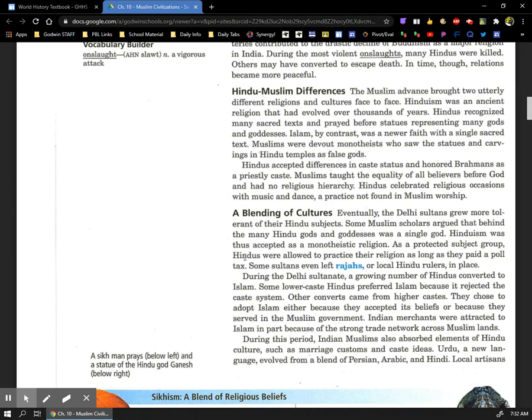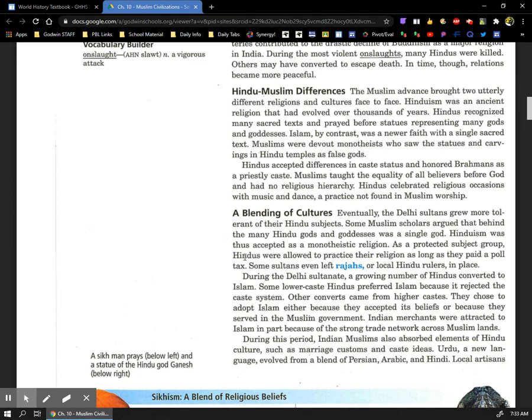During the Delhi Sultanate, a growing number of Hindus converted to Islam. Some lower caste Hindus preferred Islam because it rejected the caste system. Other converts came from higher castes. They chose to adopt Islam either because they accepted its beliefs or because they served in the Muslim government. Indian merchants were attracted to Islam in part because of the strong trade network across Muslim lands.